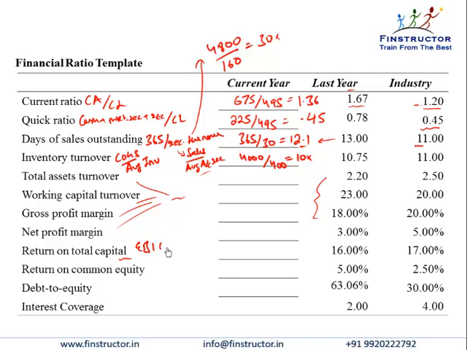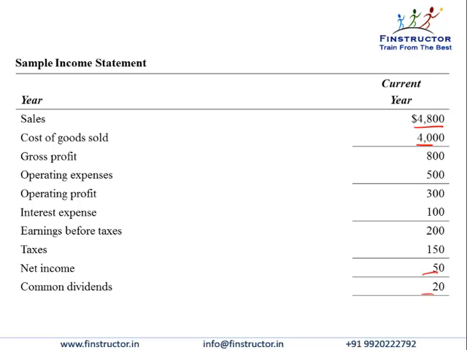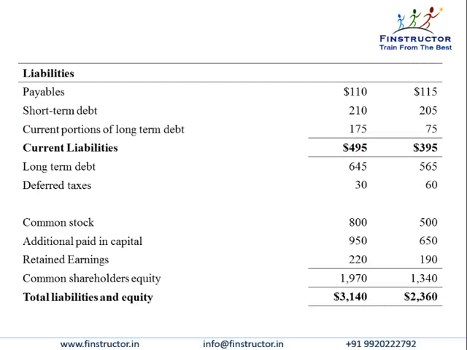EBIT upon the total capital. So please note it's again an impure ratio, so the balance sheet item will be an average and the income statement item coming from the previous year. So total capital implies total debt, both long-term and short-term, plus the total equity. So the EBIT from the income statement is given to be $300, and total capital can be calculated from the liability side, that is the total debt plus the total equity.